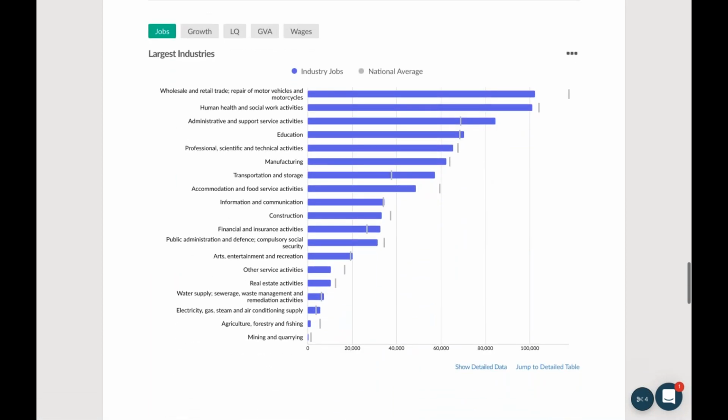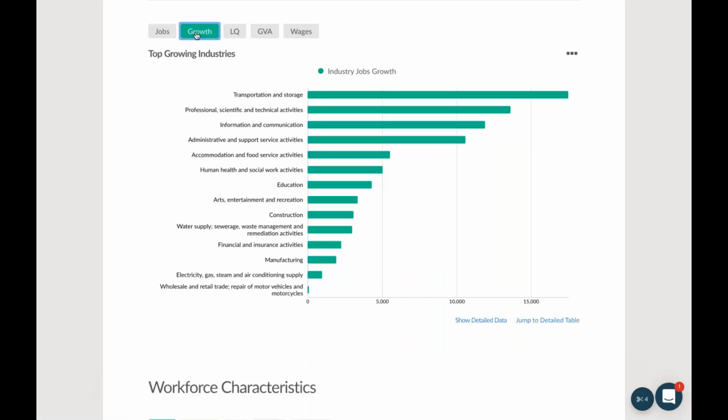Just going to skip past that next table, and then we're going to look at largest industries. So again, a nice little bar graph showing you the largest industries in the area. You can just quickly move across from jobs to growth, LQ, GVA, and wages. So I'm just going to look into growth. So we can see here top growing industries. This is the top growth in the last 5 years. So it's not future growth, it's growth over the last 5 years.